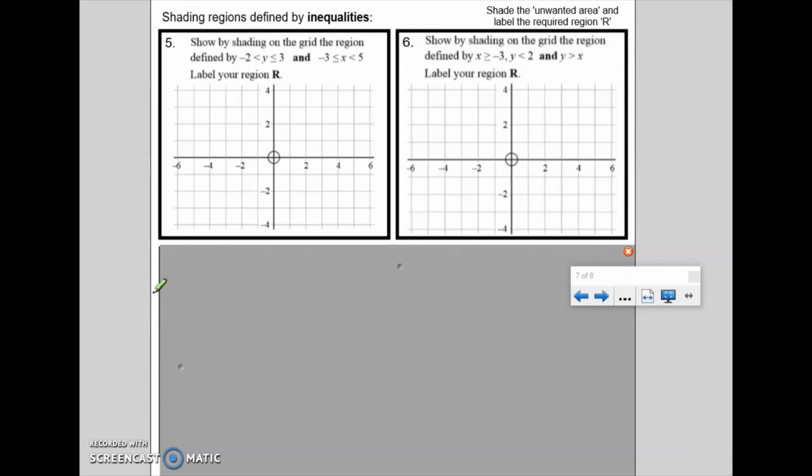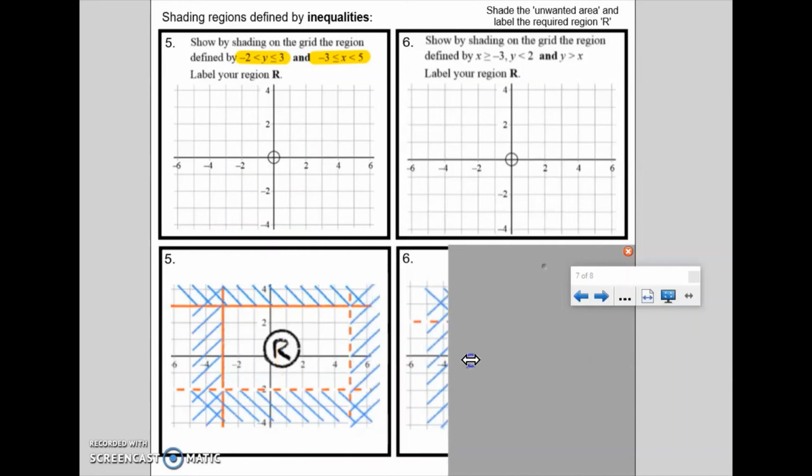Okay, let's look through question 5. Show by shading on the grid the region defined by minus 2 is less than y, which is less than or equal to 3, and also minus 3 is less than or equal to x, which is less than 5. So if I was going to draw this graphically and label my region, it would look something like this.